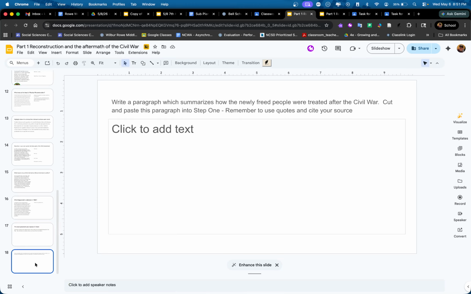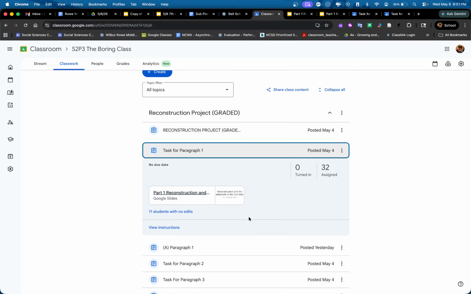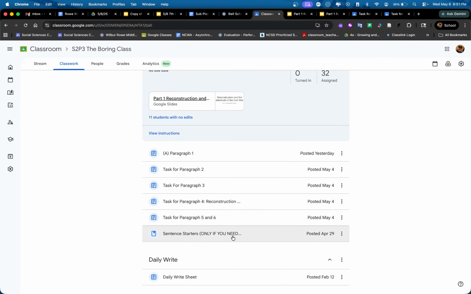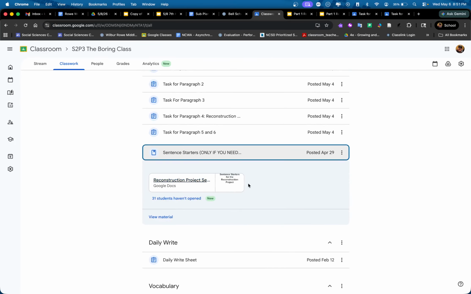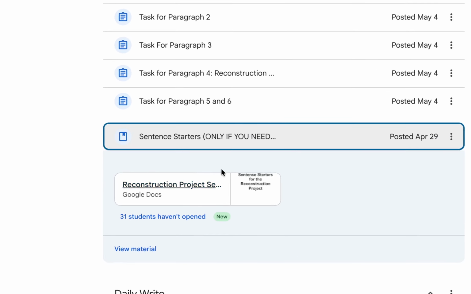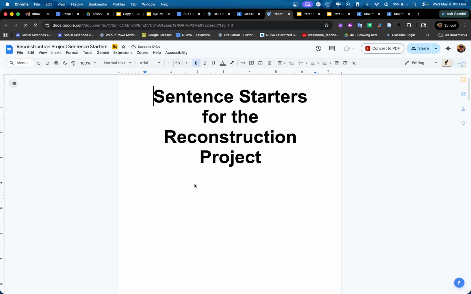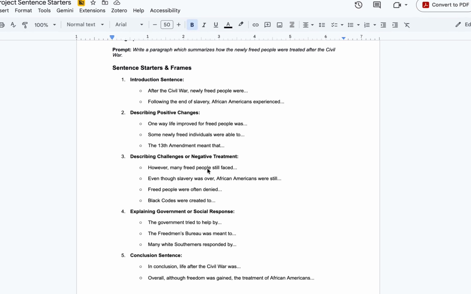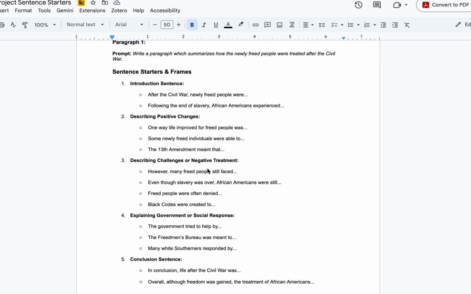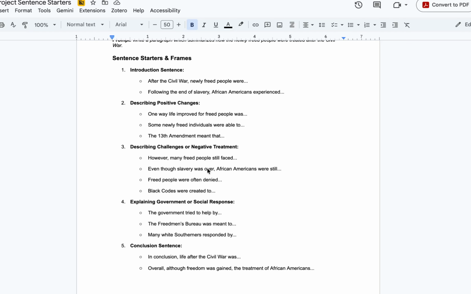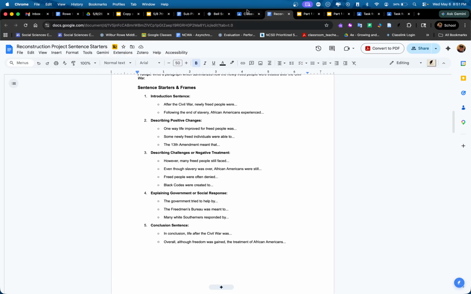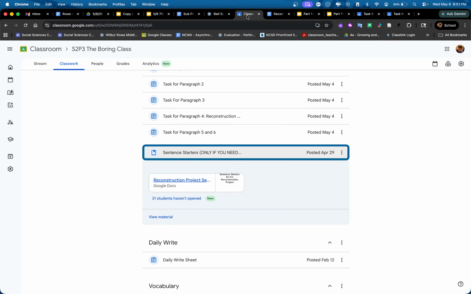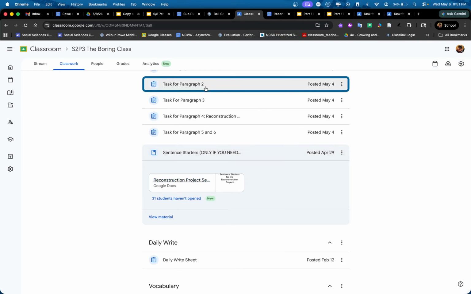Number 18. When you look at the slideshow, as you jump over here, if you go over to classwork again and scroll down to the very bottom, it says sentence starters, only if you need it. If you want, you're more than welcome to use these. As I open this up, sentence starters for the reconstruction project, it's right there. You do not have to use all the sentences for part 1. You could if you want to, but that's up to you. That's the question.